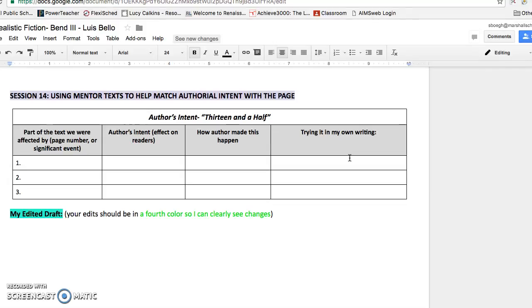Once you have 3 examples from 13 and a half, and you've experimented in your own writing, down here, same as always, you can work on editing your draft, showing me what explicitly you're changing today.